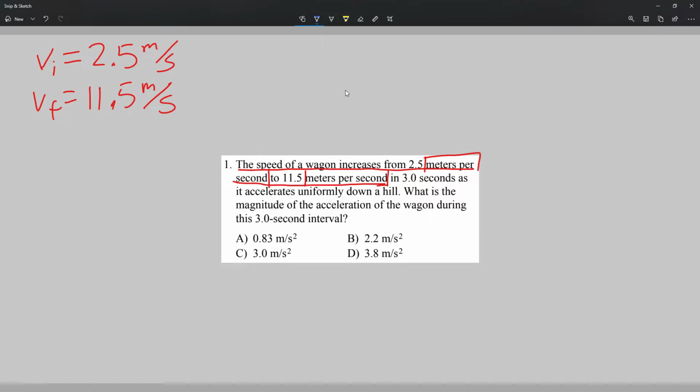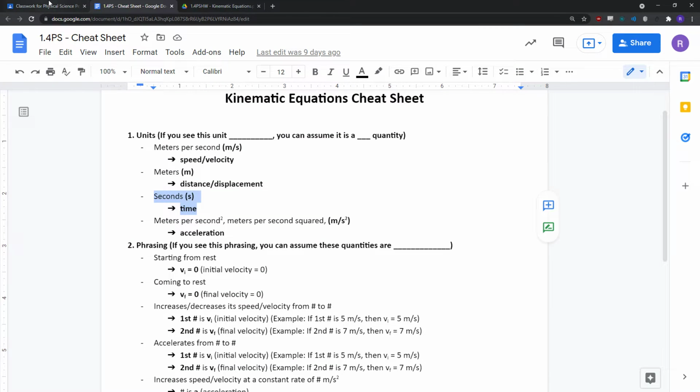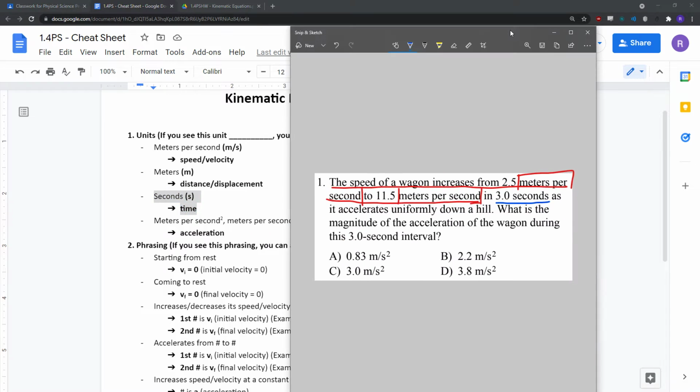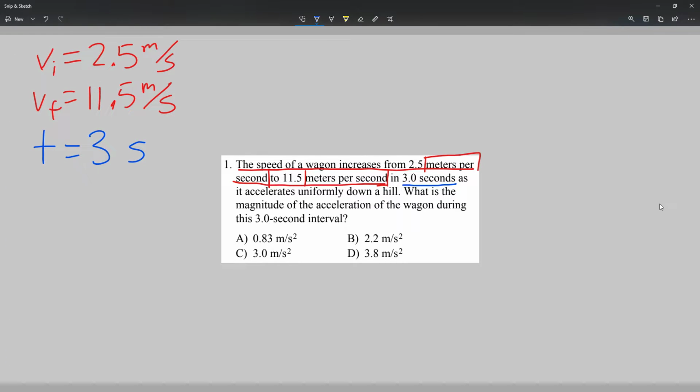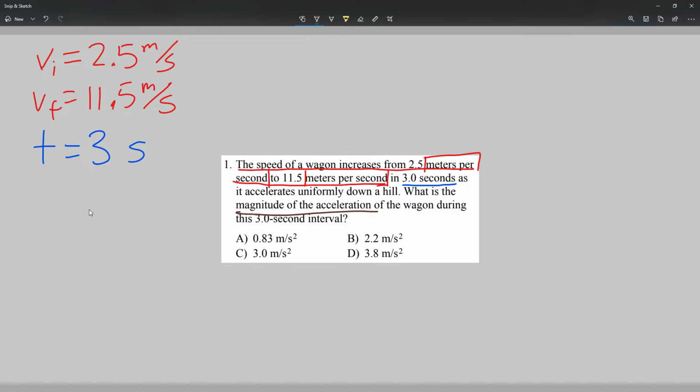We continue reading our problem, and I come across 3 seconds. What does seconds measure? Seconds measures time. Time is 3 seconds. As it accelerates uniformly down a hill, again, you can look at your cheat sheet: seconds is time. And continue. What is the magnitude of acceleration of the wagon during this 3-second interval? So what is the magnitude of the acceleration? A is what? So we're going to use a formula.